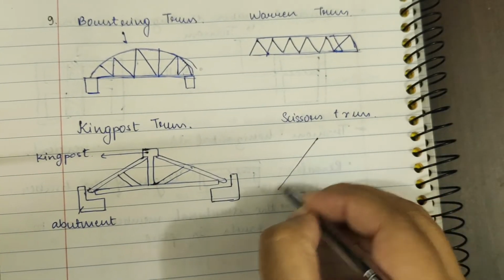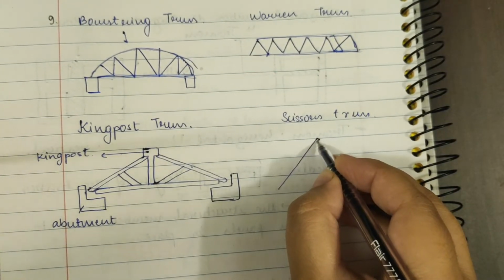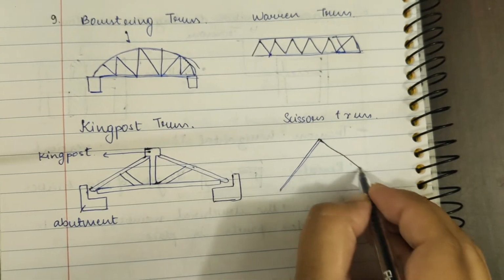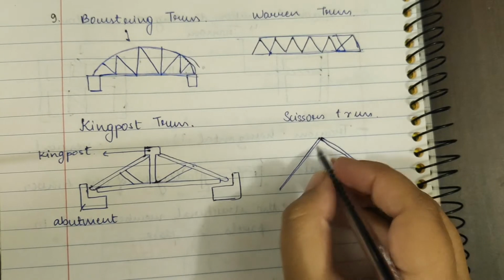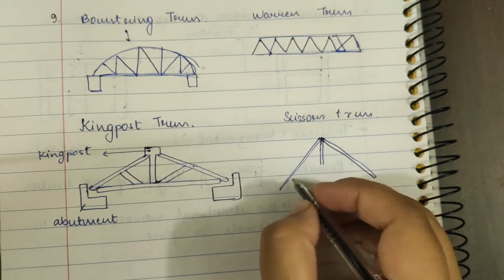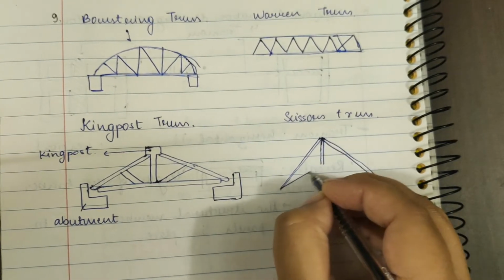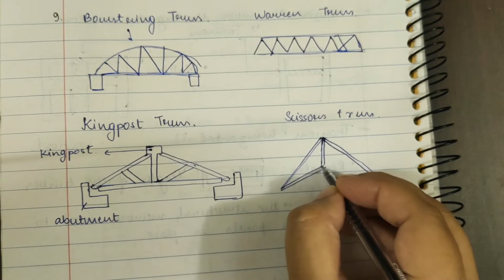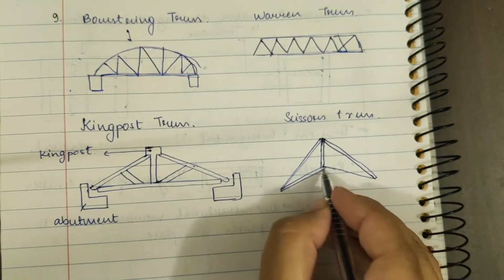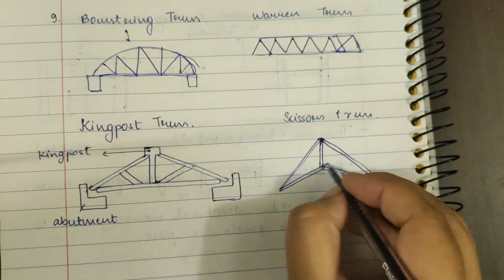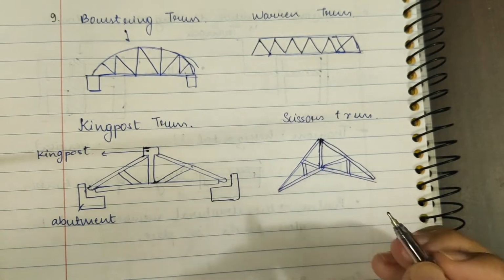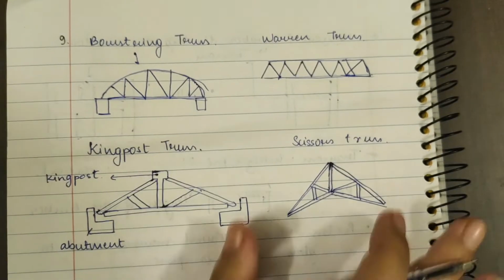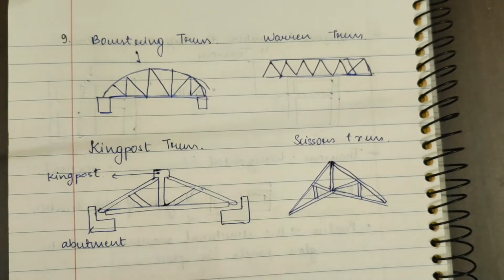It looks like a pair of open scissors. So this is basically the scissor truss.